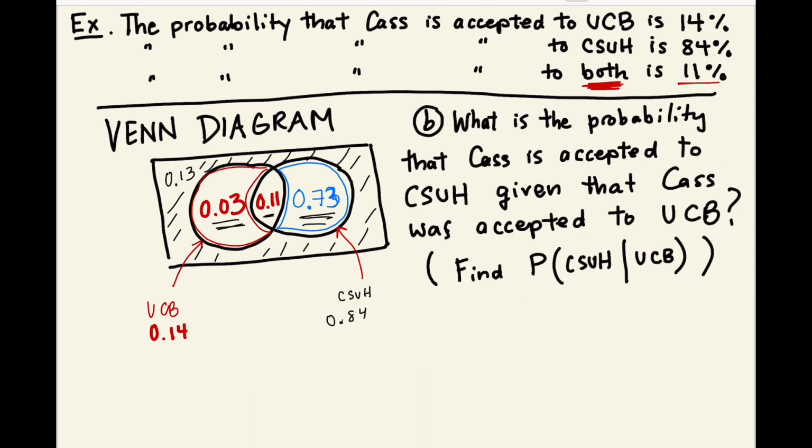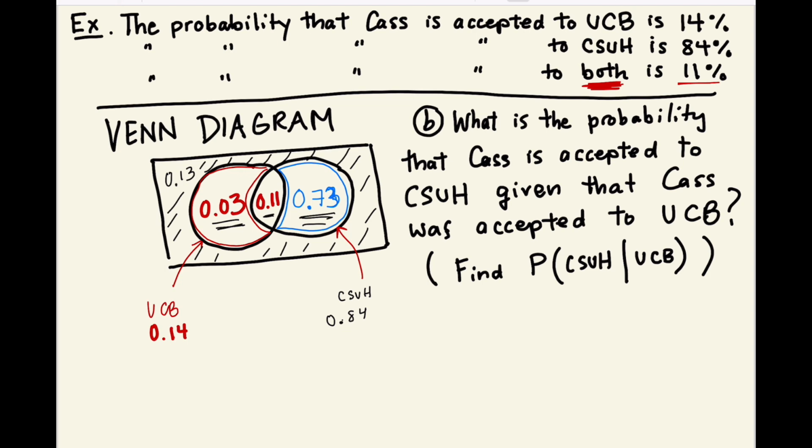Another question we would like to answer is, what is the probability that Cass is accepted to Cal State Hayward given that Cass was accepted to UC Berkeley? So this is a conditional probability. If we already know that Cass was accepted to UC Berkeley, what is the probability Cass was accepted to Cal State Hayward? The notation we would use for this is the probability of Cass being accepted to Cal State Hayward given that Cass was accepted to UC Berkeley.